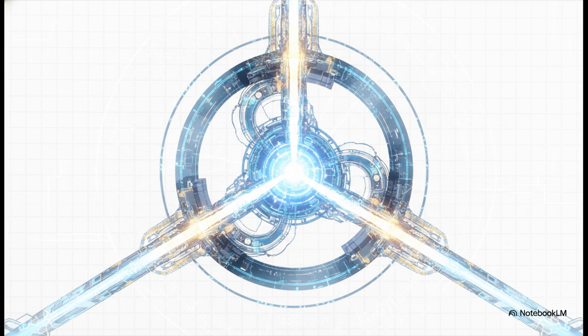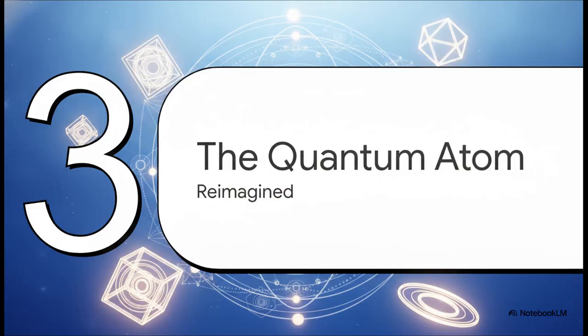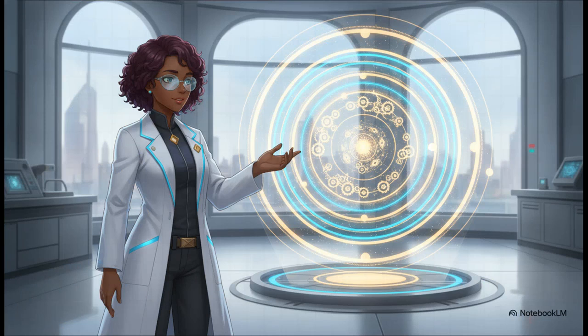But here is the ultimate question. If this logic governs massive macro-level power grids, does it also apply to the microscopic quantum world? Let's find out in part 3, reimagining the quantum atom. So at the quantum level, things usually seem chaotic and totally different from classical physics. But if you really look at the equations, a different story emerges.